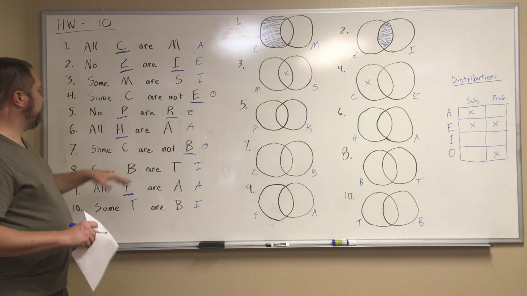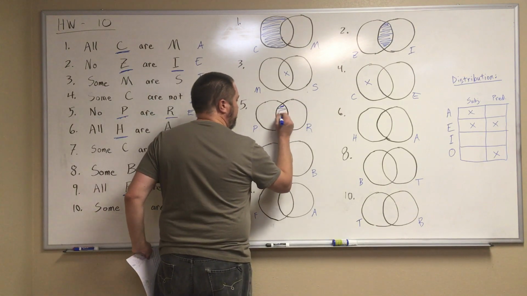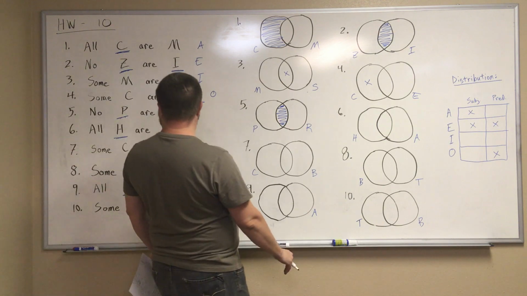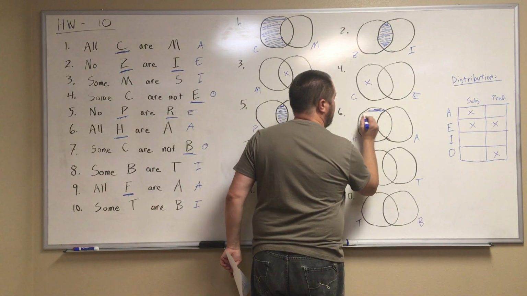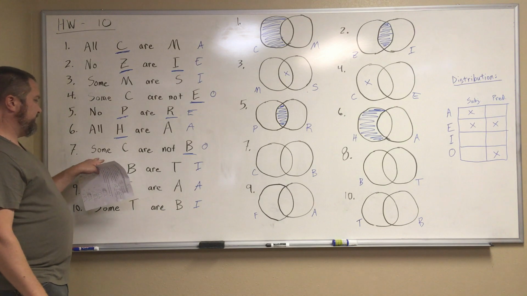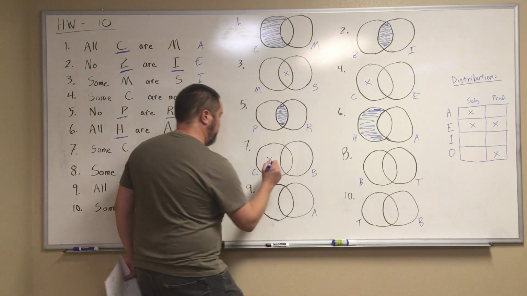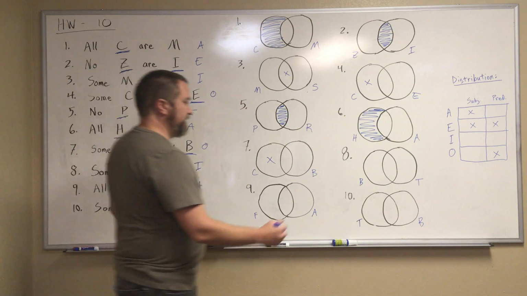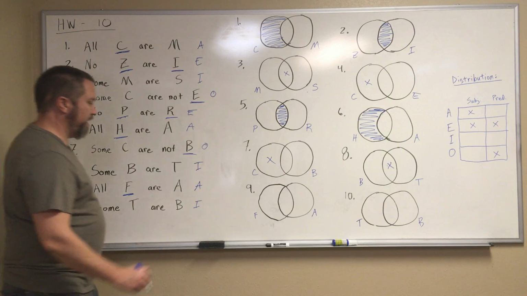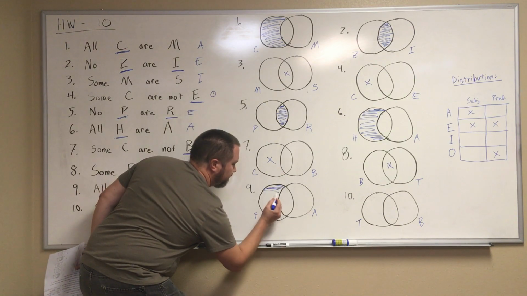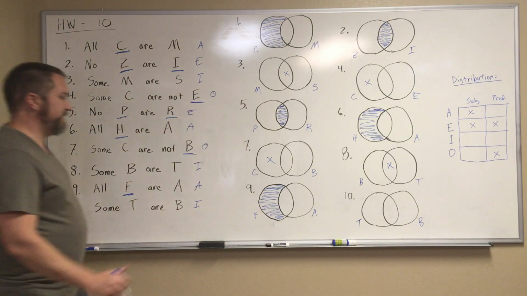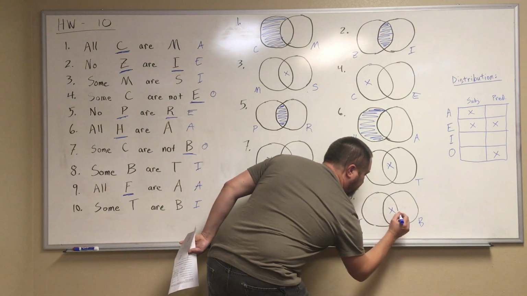Number 5, no P are R. We'll run through the rest of these. Shade out the middle. All H are A. So we're eliminating the possibility of any H that's not part of the A category. Some C are not B. Some B are T. So it's at least one member that's both. All F are A. We're eliminating the possibility of any F that's not part of the A category. And then some T are B. There's an X right there in the middle.